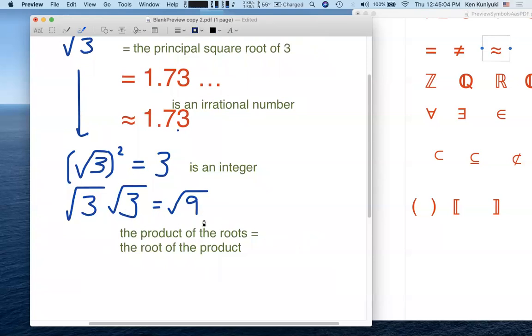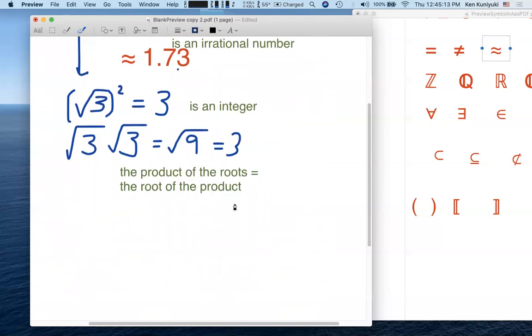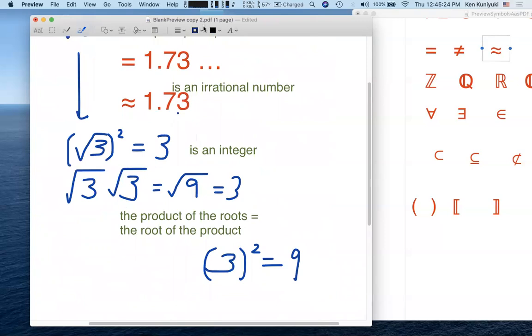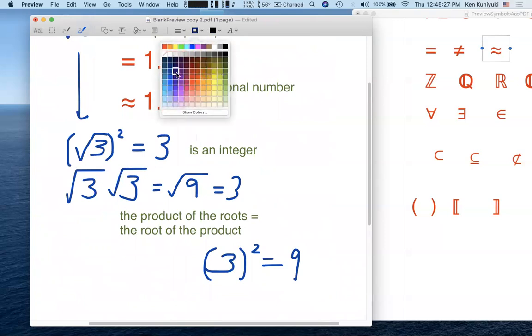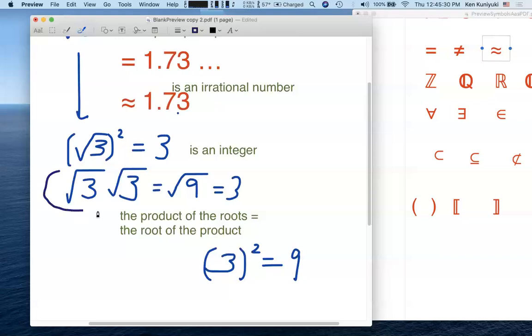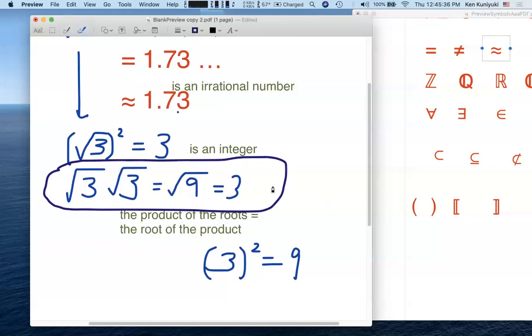And what is the principal square root of 9? Well, it is 3. It's the only non-negative number with the property that when you square it, you get 9. So look at this. The square root of 3 times itself is equal to 3. We often use this fact when we're doing things like rationalizing denominators. So that's why root 3, when multiplied by itself, gives us a really nice number, 3, a magical integer.